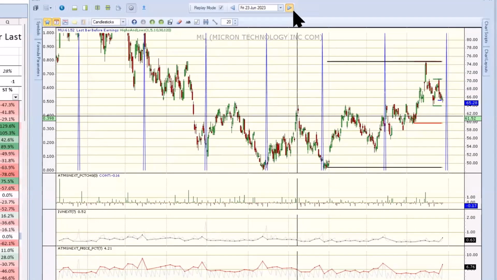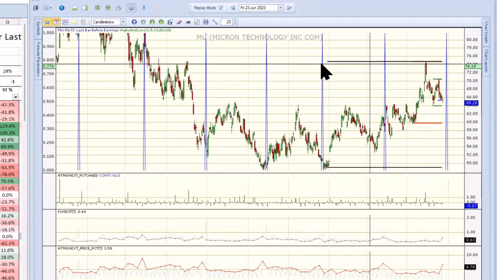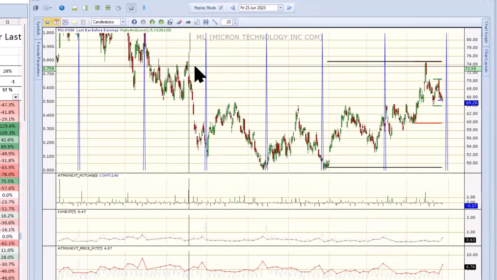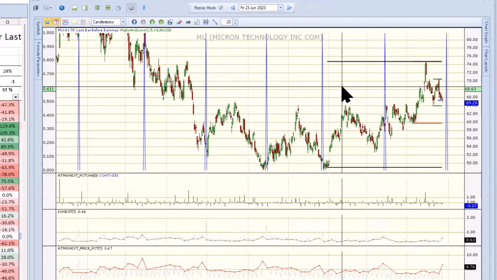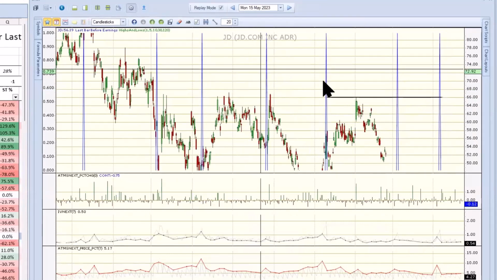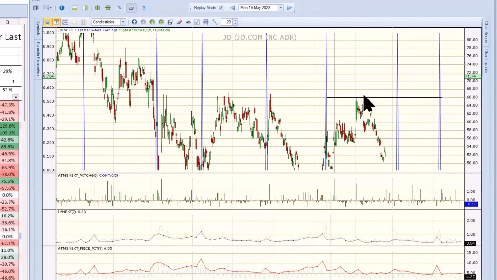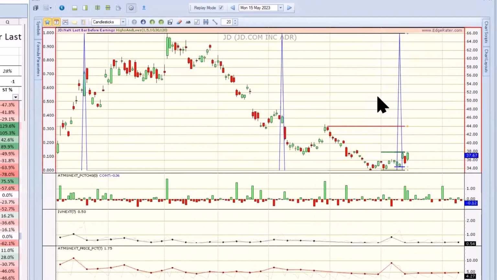And there we go. But actually it did make it up into this sort of level where this new resistance was. So again, that's a trade that could have been made, and you could have found that easily through this template. Take a look at one more, and then that'll be that.